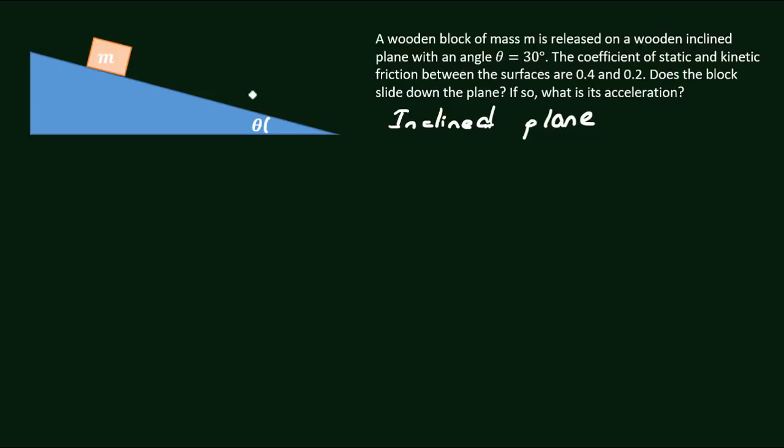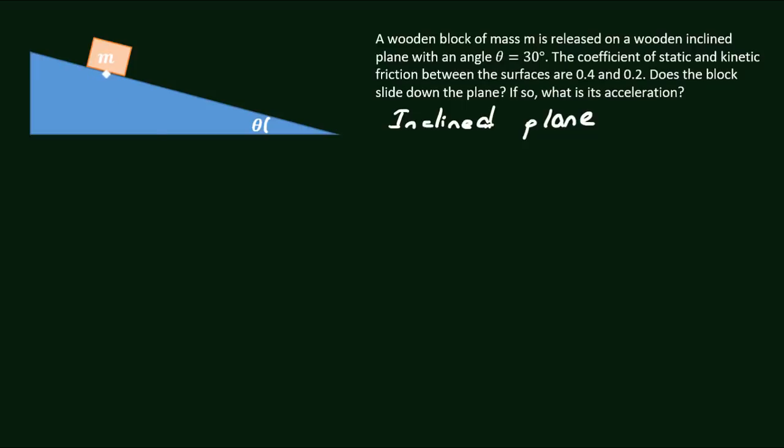Beautiful. So here we have a wooden block of mass m, and it's released on this wooden inclined plane with an angle of 30 degrees. We're given the coefficients of static and kinetic friction as 0.4 and 0.2, and the question is whether this block slides down the plane or not. If it slides, what is its acceleration? Well, let's see if it does.